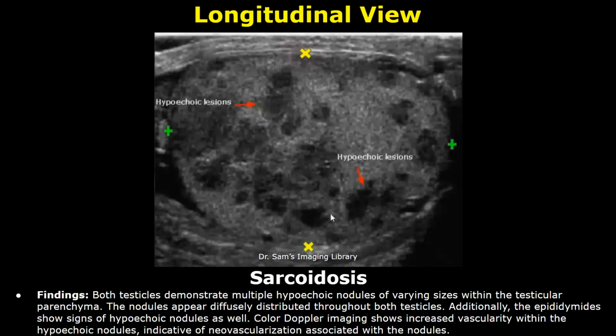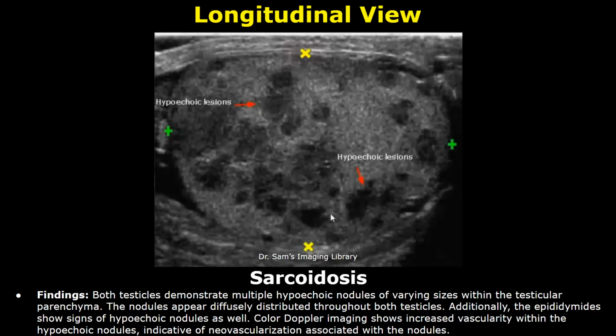This is a scrotal ultrasound report of sarcoidosis. The patient had a history of sarcoidosis. Both testicles demonstrate multiple hypoechoic nodules of varying sizes within the testicular parenchyma. The nodules appear diffusely distributed throughout both testicles. Additionally, the epididymides show signs of hypoechoic nodules as well.